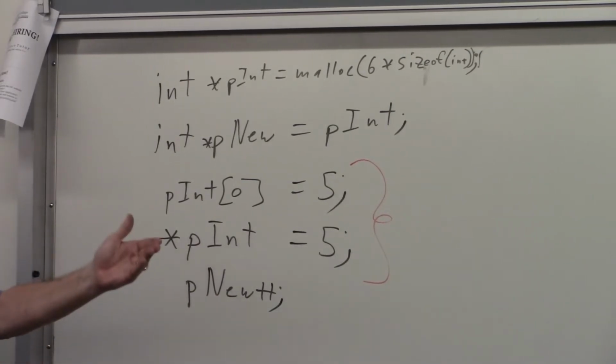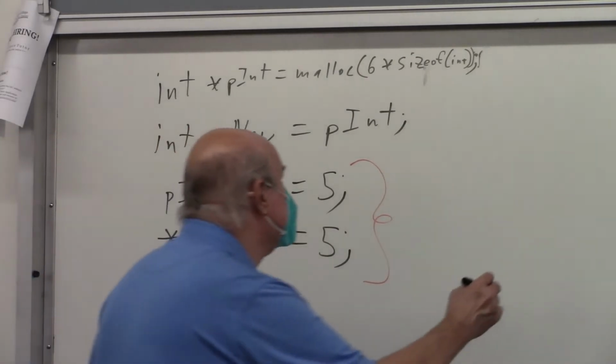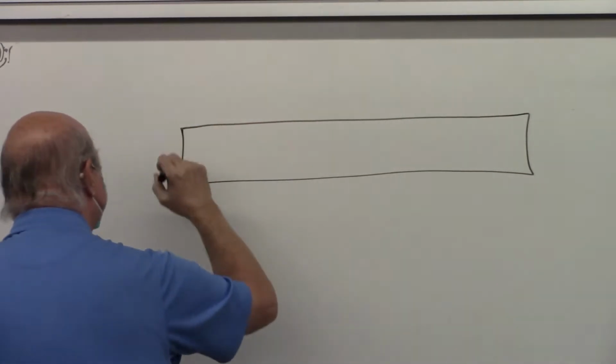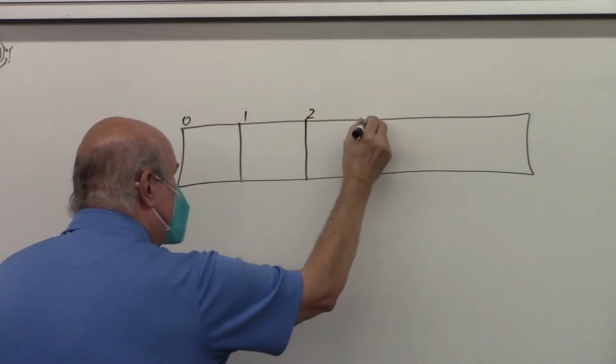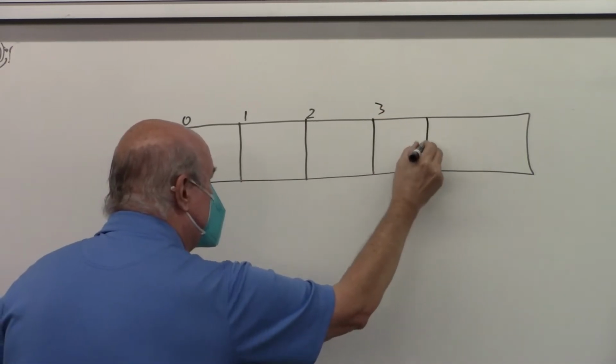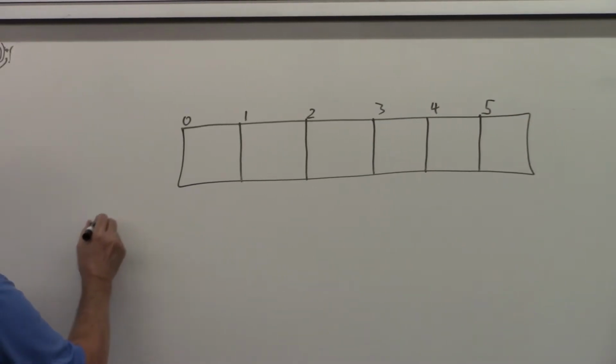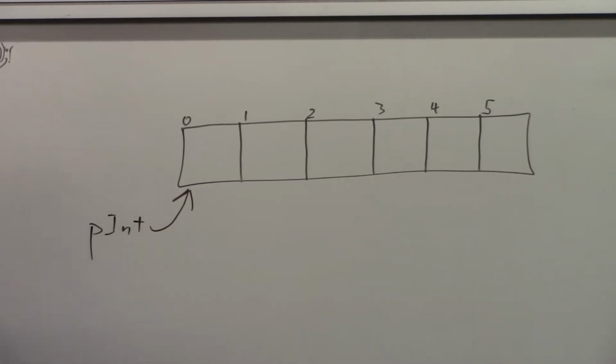Pnew++ now is incremented. So this malloc, let's suppose it allocated a chunk of memory right here. Because this is an integer array, it will logically be like that. So pint, remember, is a pointer, and that is what it points to. The beginning of the memory we allocated. Hopefully that's logical.